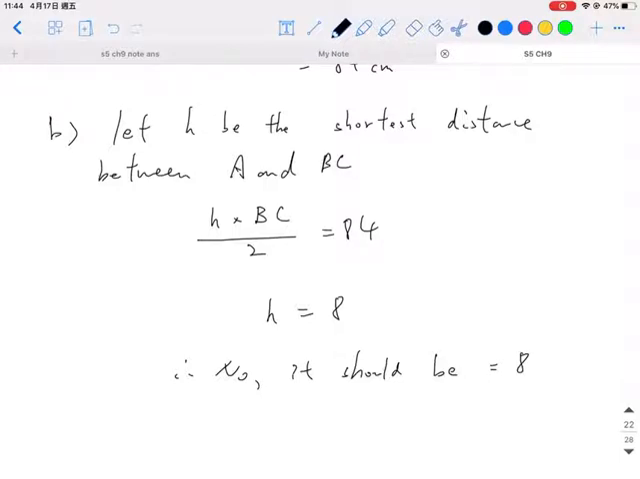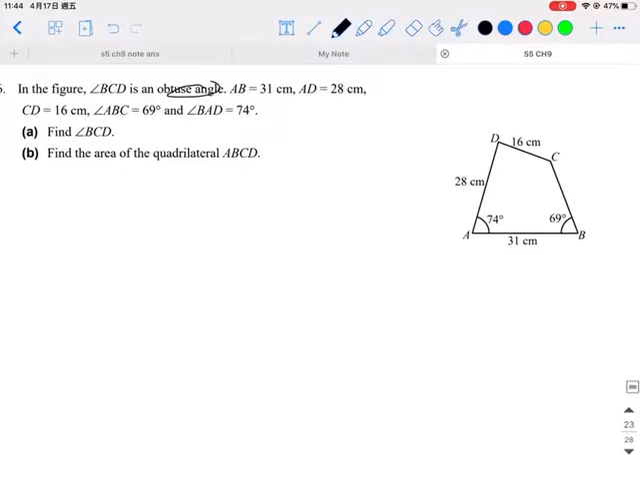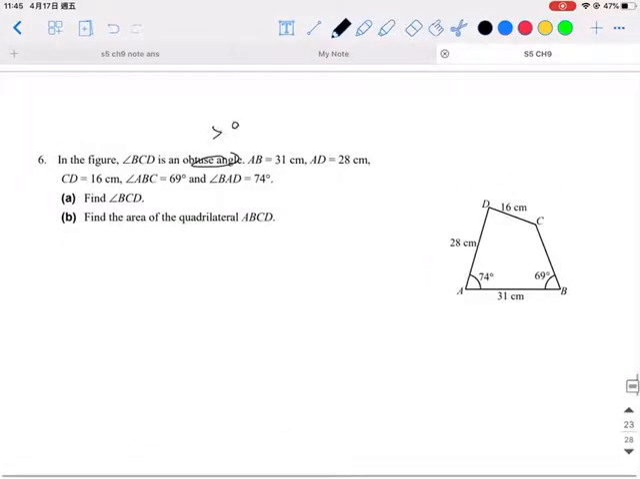So for question number 6, it's a little bit long. So in the figure, BCD is an obtuse angle. That means it's greater than 90 degrees. Okay. So for the first part, AB is 31 and there is some information which is shown in the figure. So the first part is to find BCD.